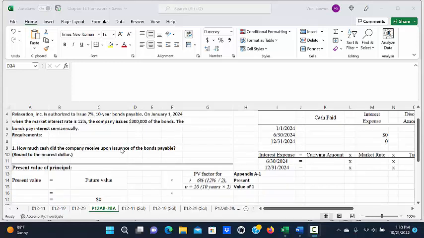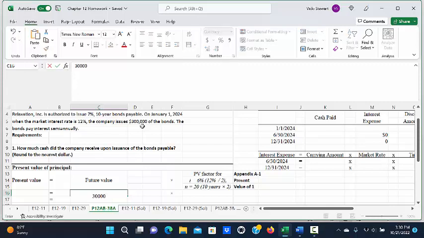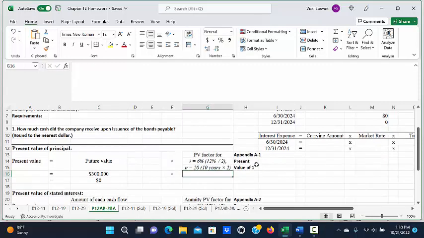So the first thing you need to do is to calculate the present value of the $300,000 face value of the bonds using the market rate of 12%. So how do we do that? Well, you use a present value factor. To make the calculation of the present value easier, there are tables that you can use. In your textbook, there is a table called Appendix A1, or the present value of one table.